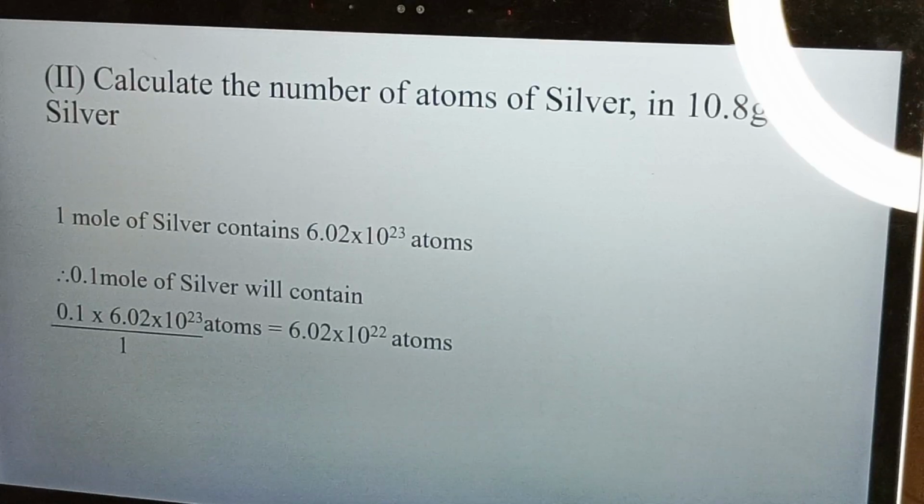So 0.1 mole will contain, you just cross multiply. This 0.1 mole will multiply 6.02 times 10 raised to the power 23 atoms divided by 1. It's simple cross multiplication. And this will give you 6.02 times 10 raised to the power 22 atoms. And that's the answer to our question.